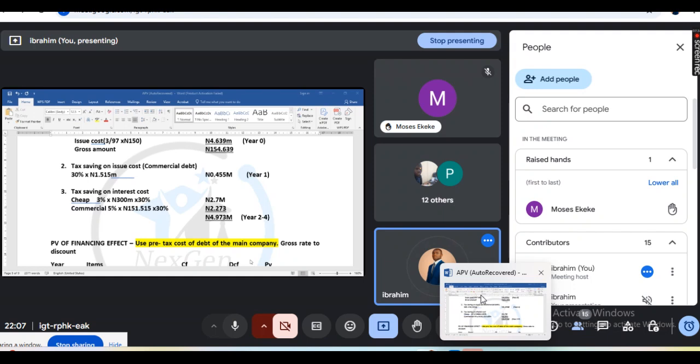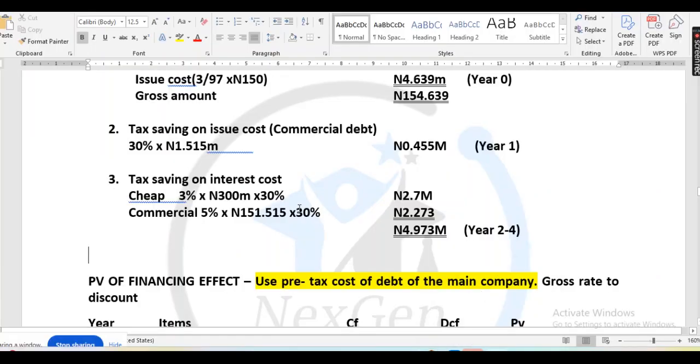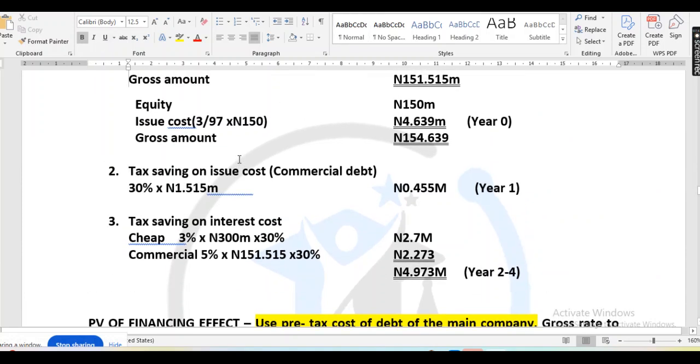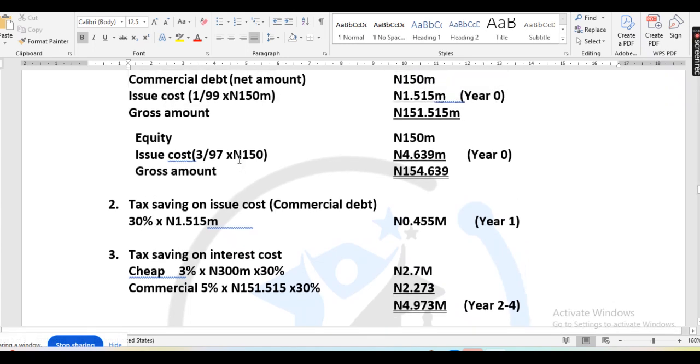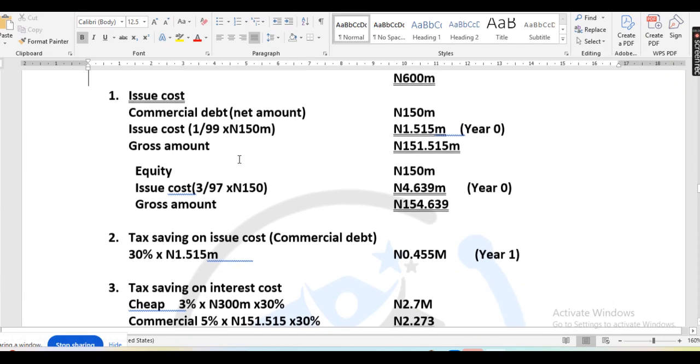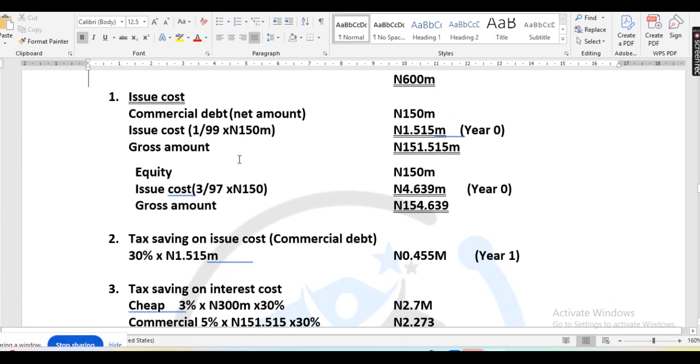Moses, I'm coming. So why do we have to apply it? That is a very good question. Because cheap loan did not have issue cost. Because there is no issue cost. There is no issue cost on cheap loan. We would have used the gross amount, the total cost of the debt. We would have used it, class.